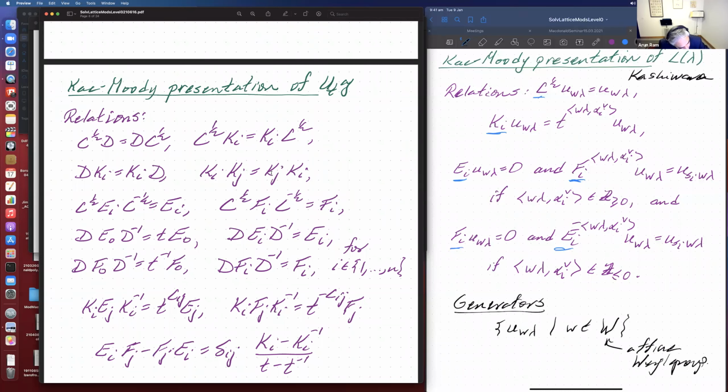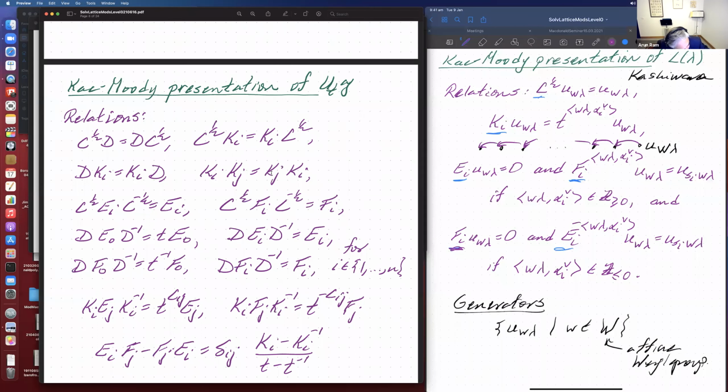So you should think about it like this. This is the vector that we would call u_w lambda. And then I have these E operators. Let's put the E's like this in purple. No, these are the F's, sorry, that move like this. So these are the F operators.